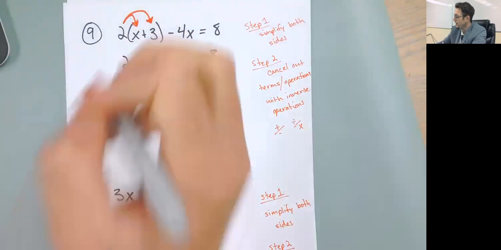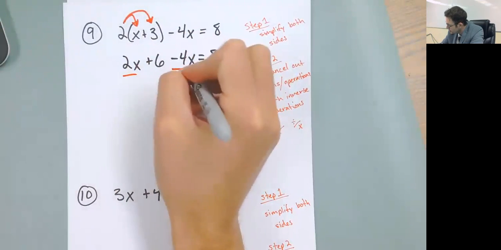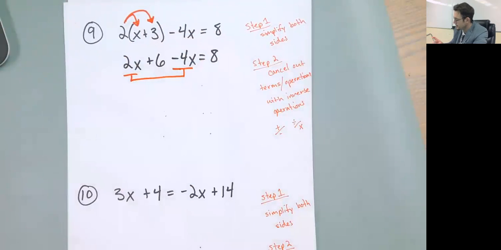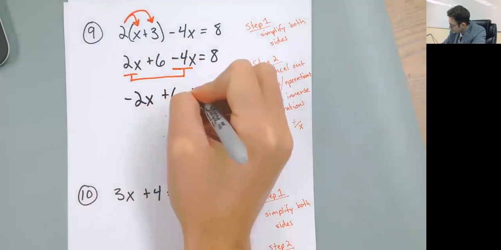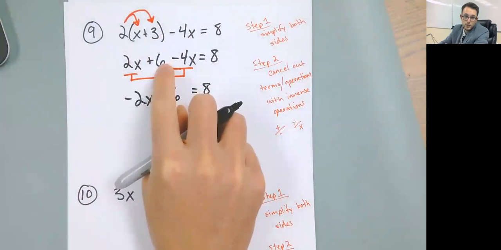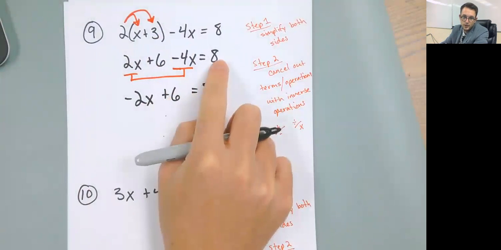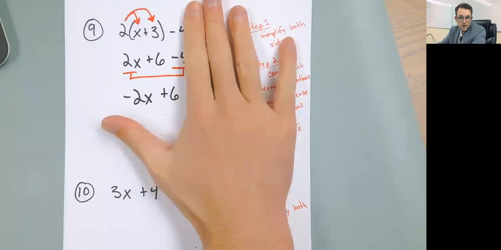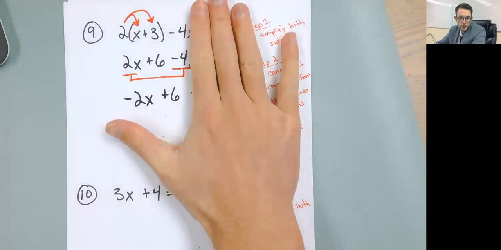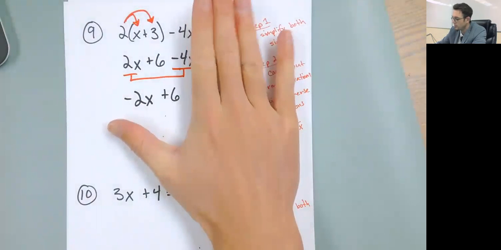So now I need to combine like terms. 2x minus 4x is negative 2x. And then we've got plus 6 equals 8. Again, I didn't do any math with the 6, drop it down. Didn't do any math with the 8, drop it down. Am I done with step 1? Does that look pretty good? I can't simplify that anymore. So we're done with step 1.